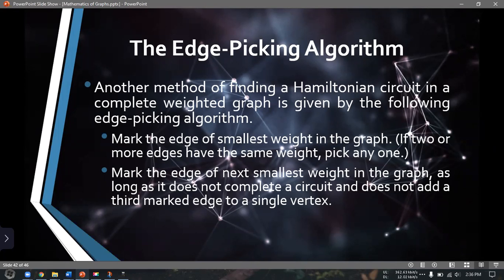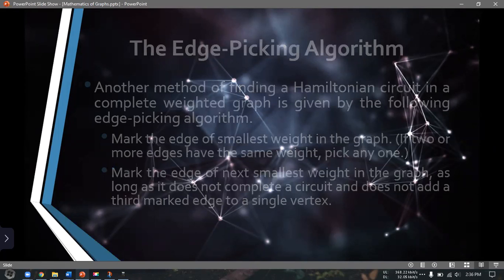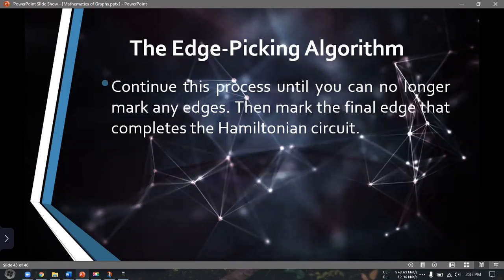Mark the edge of the next smallest weight in the graph as long as it does not complete the circuit and does not add a third marked edge to a single vertex. Continue this process until you can no longer make an edge. Then mark the final edge that completes the Hamiltonian circuit.